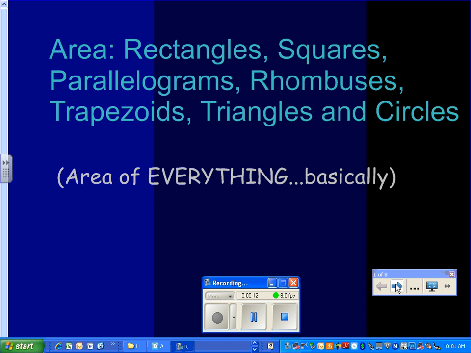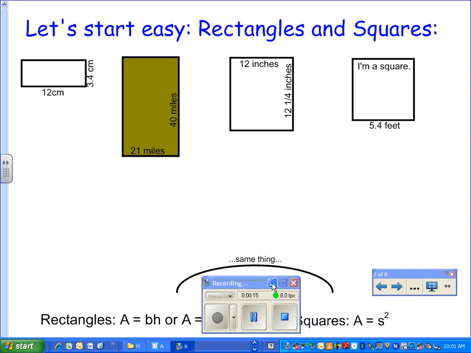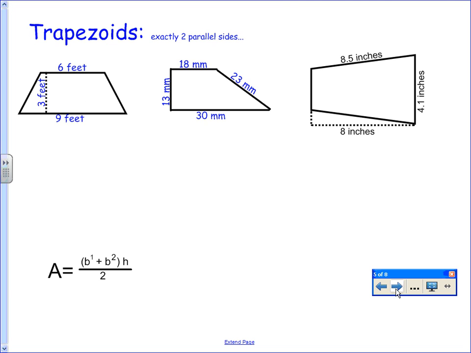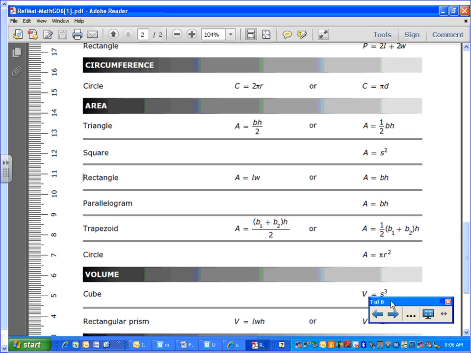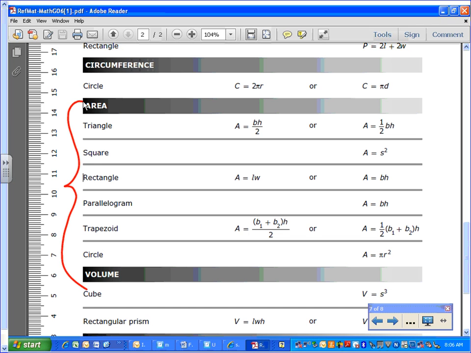The really great thing about area is that on your formula chart that you get during the STAR test, and you will get from me, it has all the formulas that you need to find area. All you really have to do ever to find area is identify what shape you're dealing with, find the formula, and plug in the numbers and solve. That's the same for triangles, squares, rectangles, trapezoids, circles, everything. You just plug in and solve.